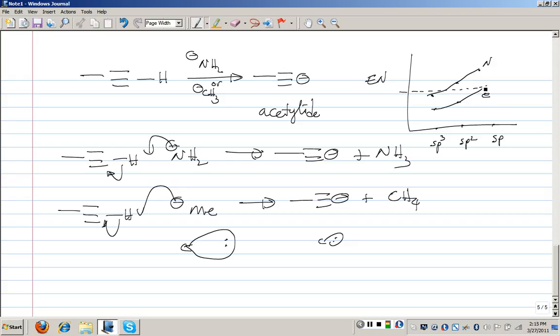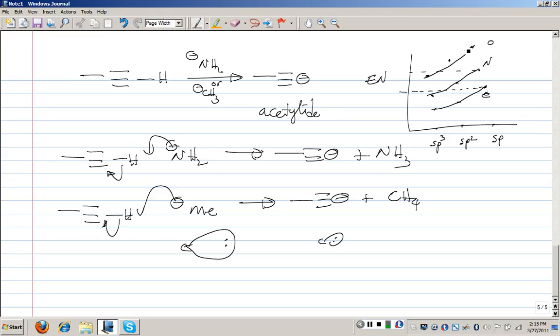So it turns out exactly the same thing happens with N and O. If I look at N and O, here would be sp3 hybridized O, sp2 hybridized O, sp hybridized oxygen. In a similar fashion, sp hybridized N is more electronegative than sp3 hybridized O. But there is no hybridization state of carbon that is more electronegative than any hybridization state of oxygen.